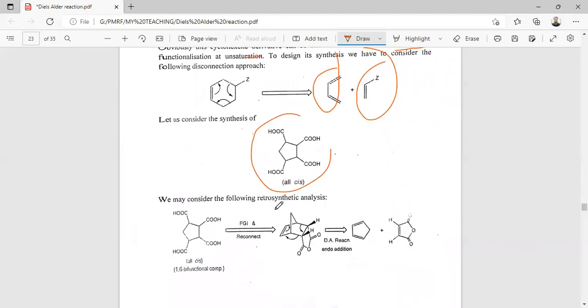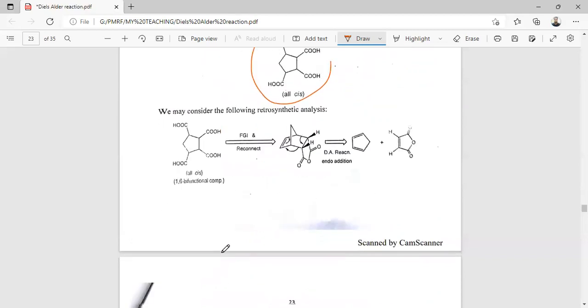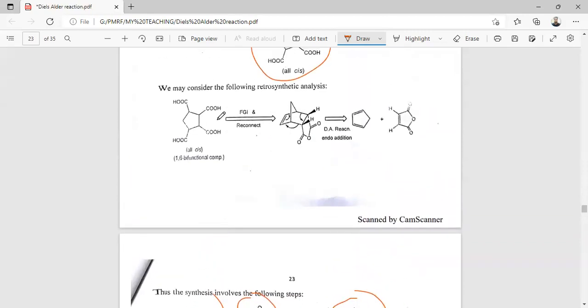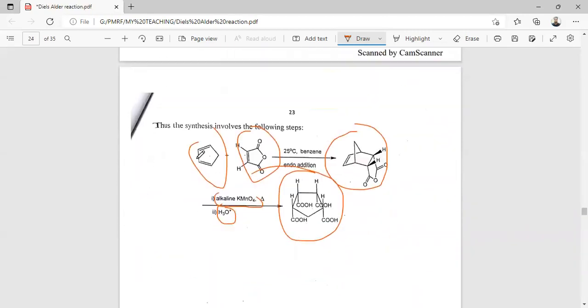So here we may consider the retrosynthetic analysis. Here all are cis 1,6 bifunctional groups from this one, and this will remain an Diels Alder addition to give this. So here are the following steps: cyclopentadiene with this dienophile leads to the Diels Alder addition product, upon which we react with alkaline KMnO4 and H3O+, to give this product. So this is the synthesis procedure for this product.